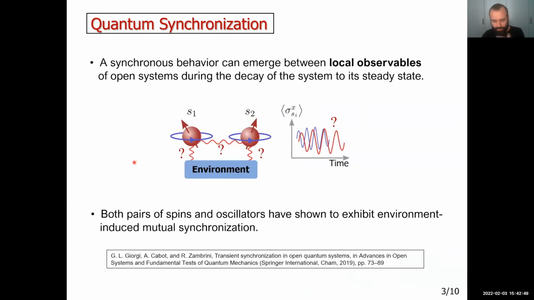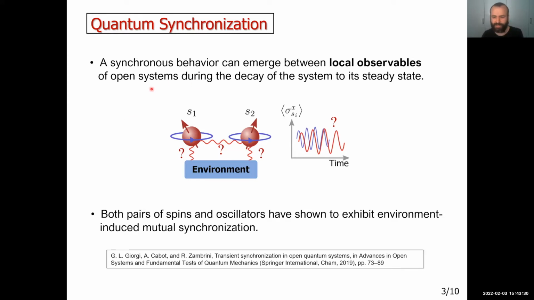The synchronization phenomenon has been studied relatively well in the classical domain, but in the last 10 years, we started to talk about quantum synchronization. So I want to clarify first what we mean by quantum synchronization. We say that usually, two quantum systems are synchronized when the expectation values of the local observables of these two systems start to behave in a synchronous manner while they are undergoing open system dynamics, as they are evolving towards the steady state.